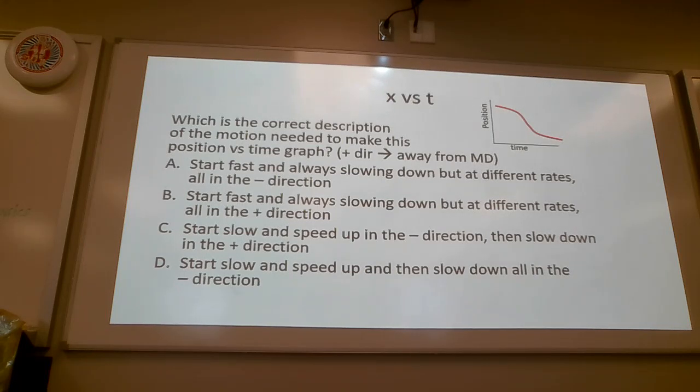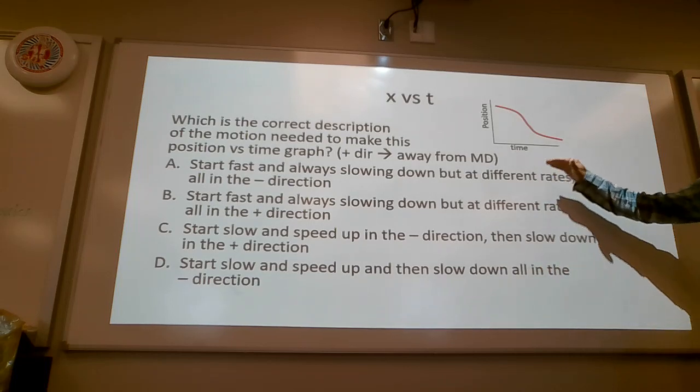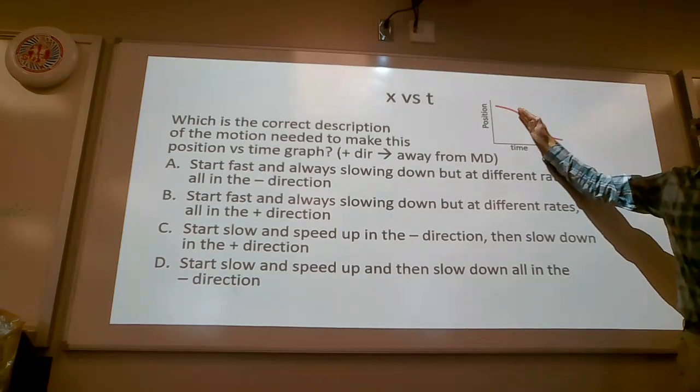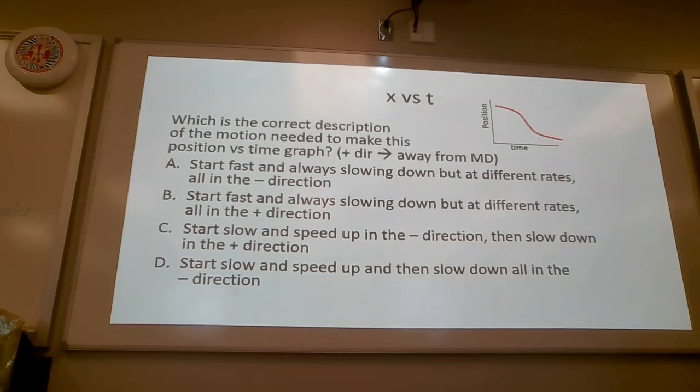Correct answer is? Correct answer is D. Dangerous dinosaurs. Slow negative, fast negative, slow negative. Okay. Quick confidence rating.